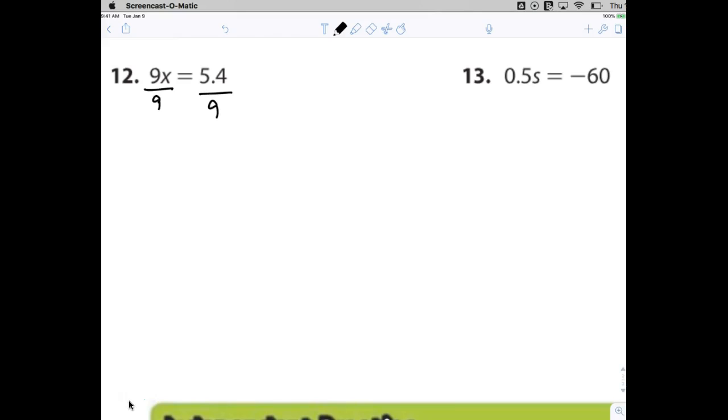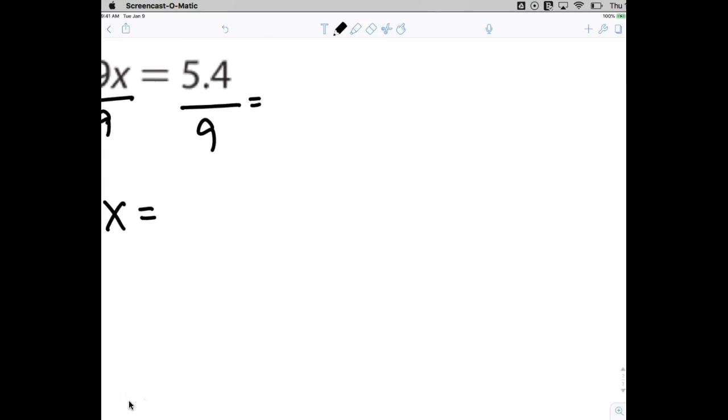All right, now again, we're not using the calculator. X is equal to... Now, what do I do with the decimal? Move it over once. 54 over 90. Come on, guys. 54 over 90. Does that make sense? Right? Joseph, you with me? You got it, right?